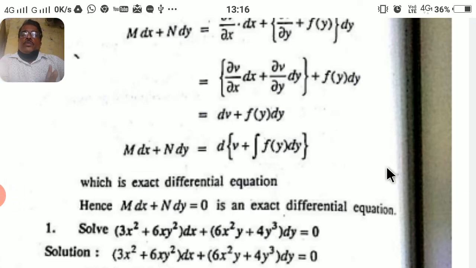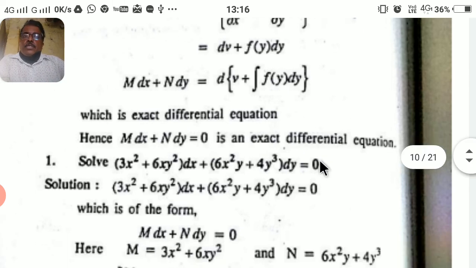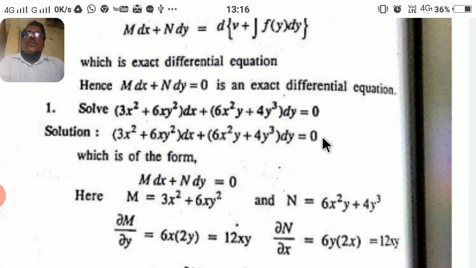This is a very, very important derivation which may be asked in the examination for 5 marks, right? Next we solve some problems, right?